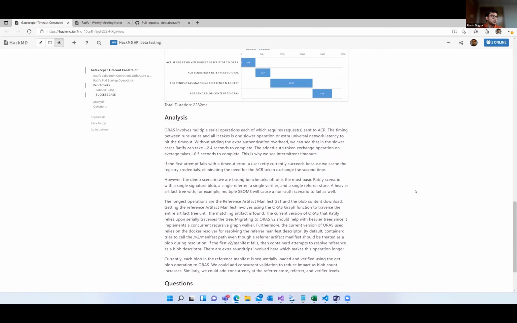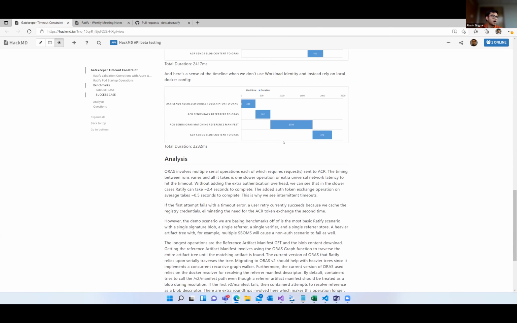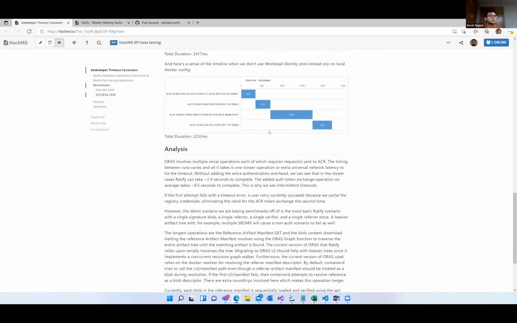And now drilling into the two operations which are taking the longest, we can see one is the reference manifest matching on the ORAS side, and another one that does take time depending on the actual attempt that was taken is also the blob content download.